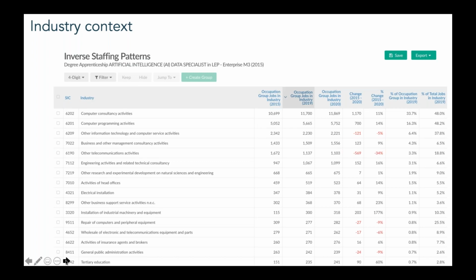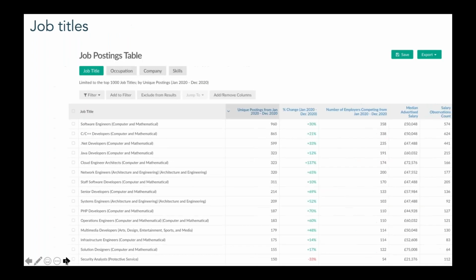If we just move to the next one, please. Great. So, of course, the SOC codes have their limitations. They only take us so far. So we can dig into the big data to see what the job titles are that we're picking up within those SOC codes, and what the trends for those are, and how much competition there is in the area between employers for those types of roles.